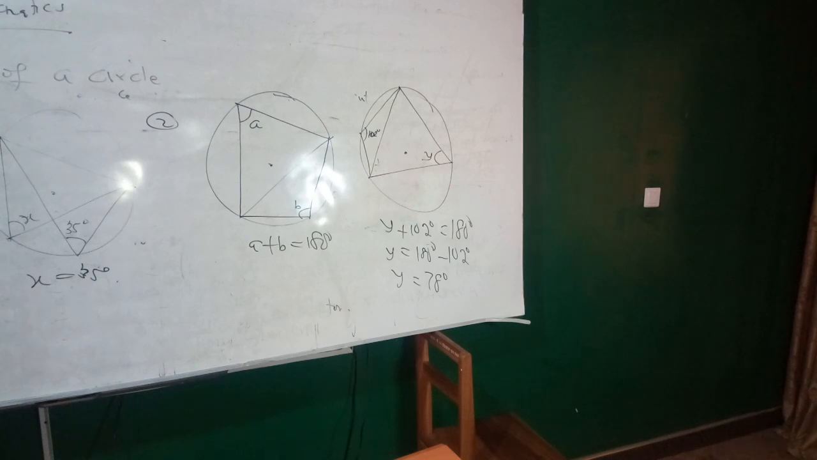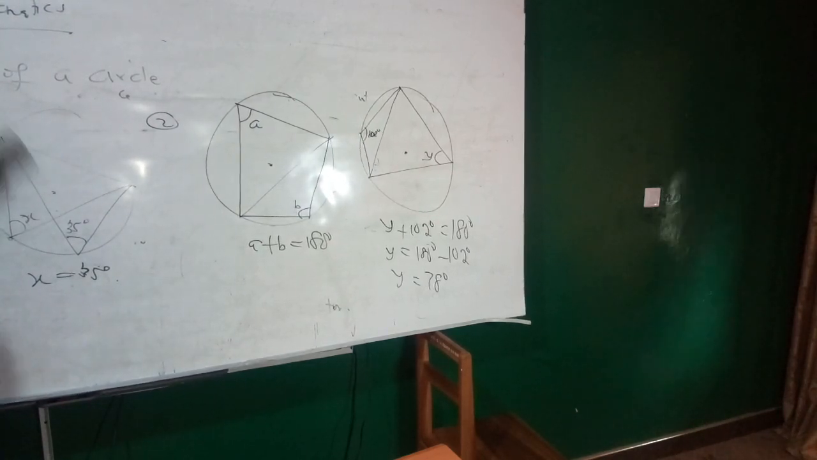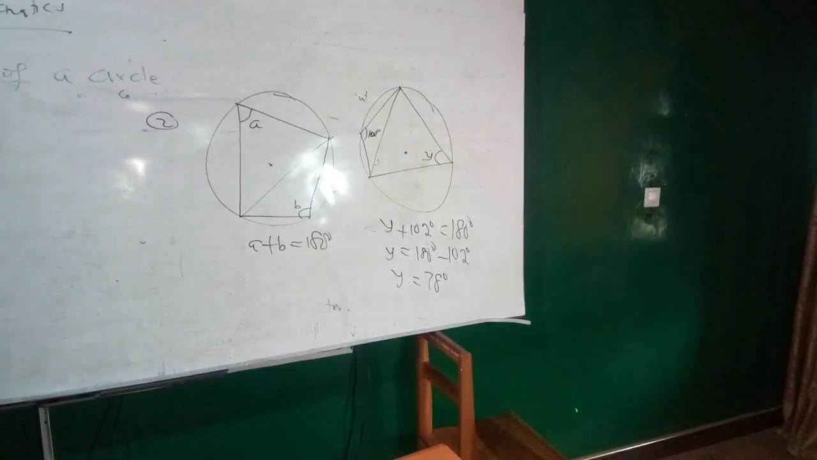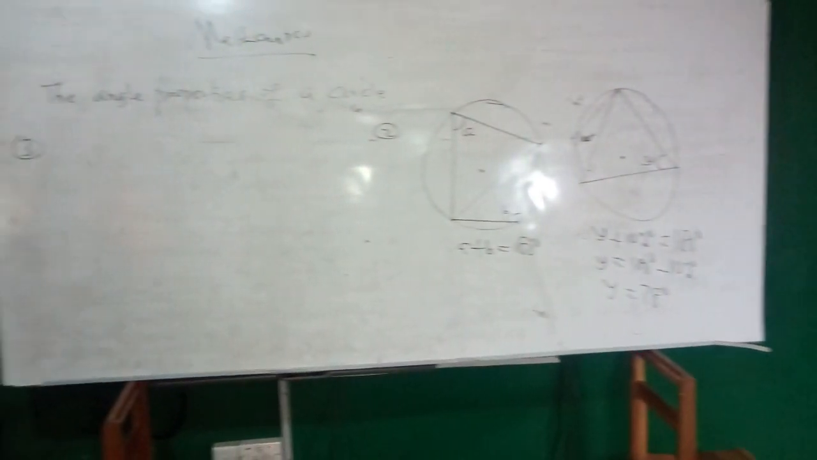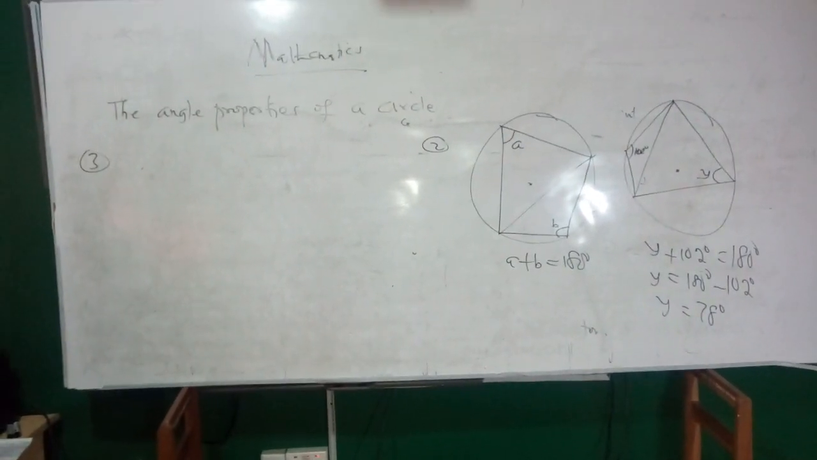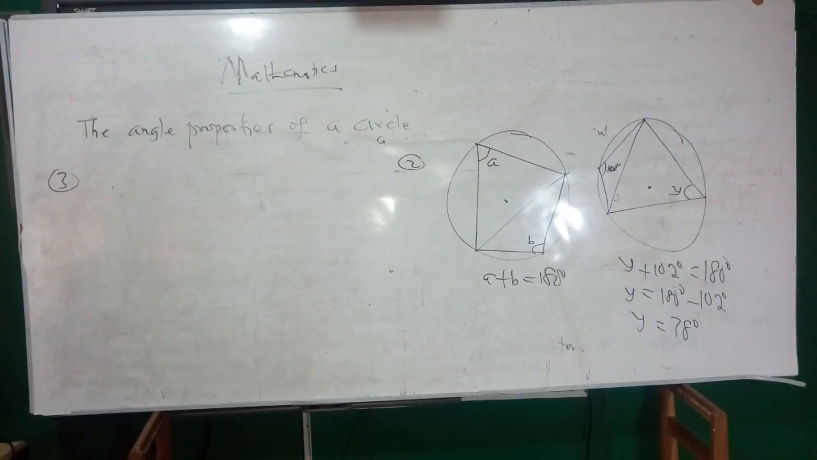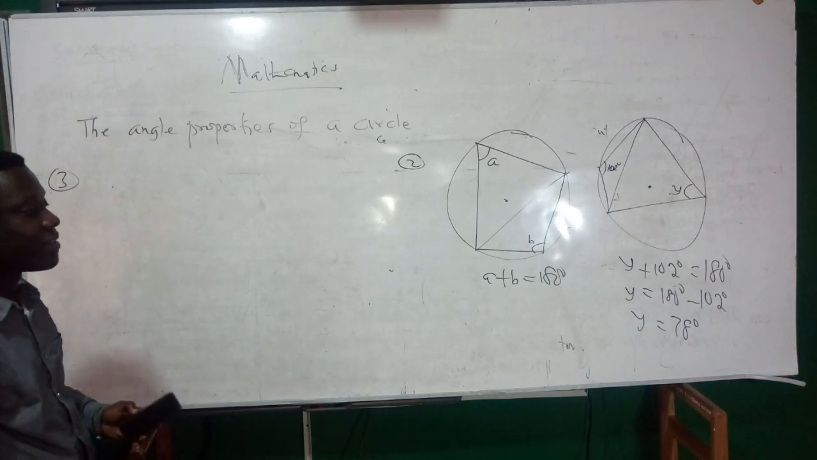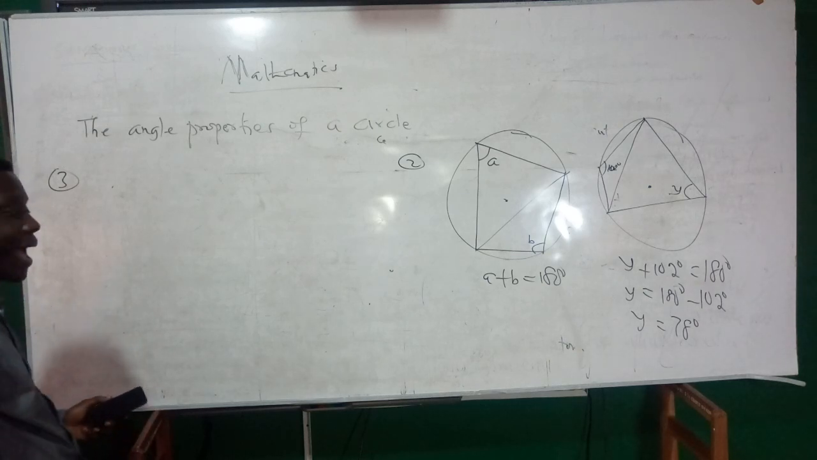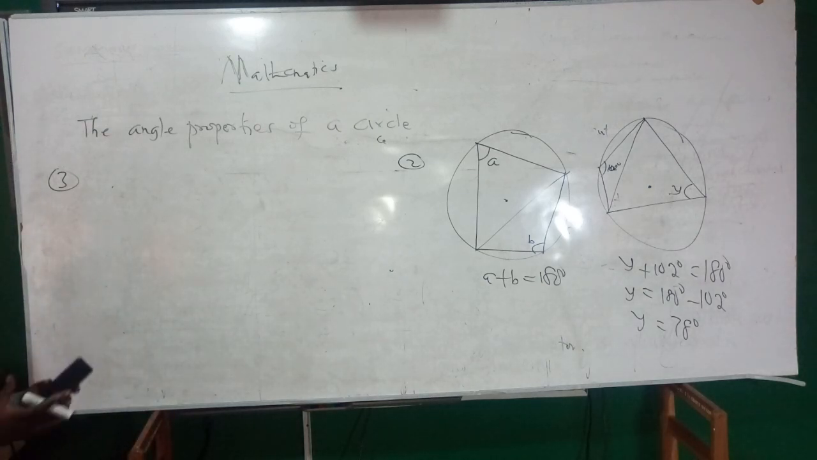Now quickly, let's look at the third property. The third property states that the opposite angles of a cyclic quadrilateral are supplementary. Supplementary means that they sum up to 180 degrees. So what are we saying here?